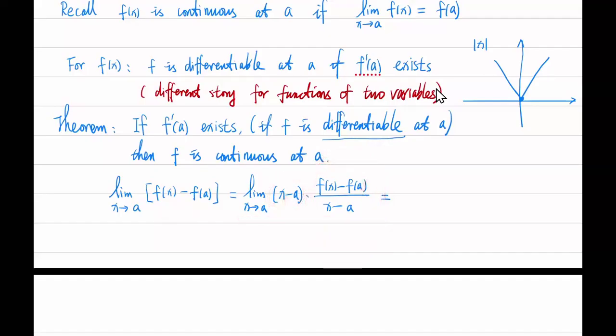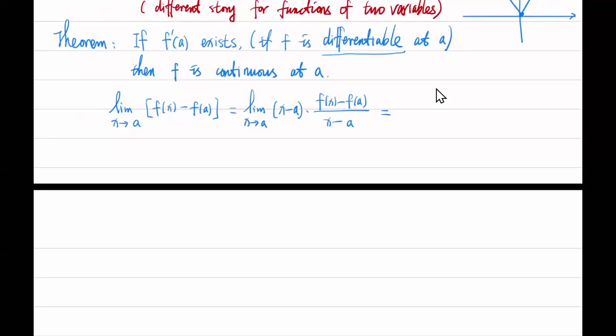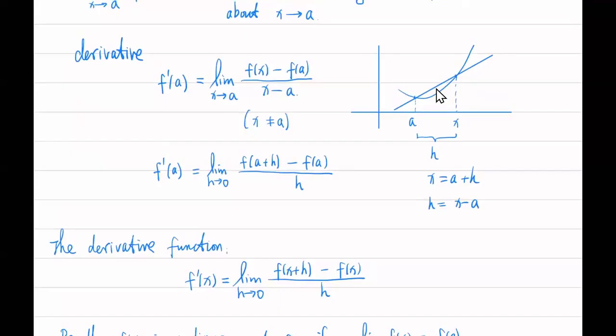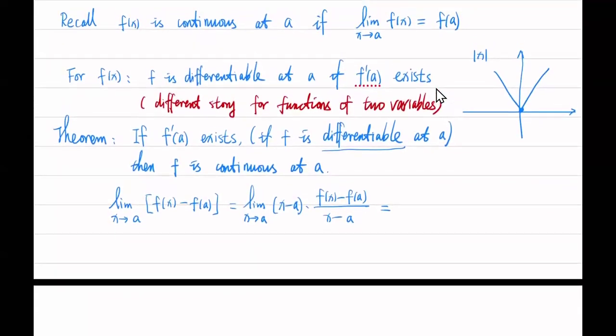So if the derivative exists, this limit must be 0. Let's use this graph. When x approaches a, what's the difference? The difference becomes smaller and smaller, right? So the limit will be 0. Go back. It's not the same as the derivative.